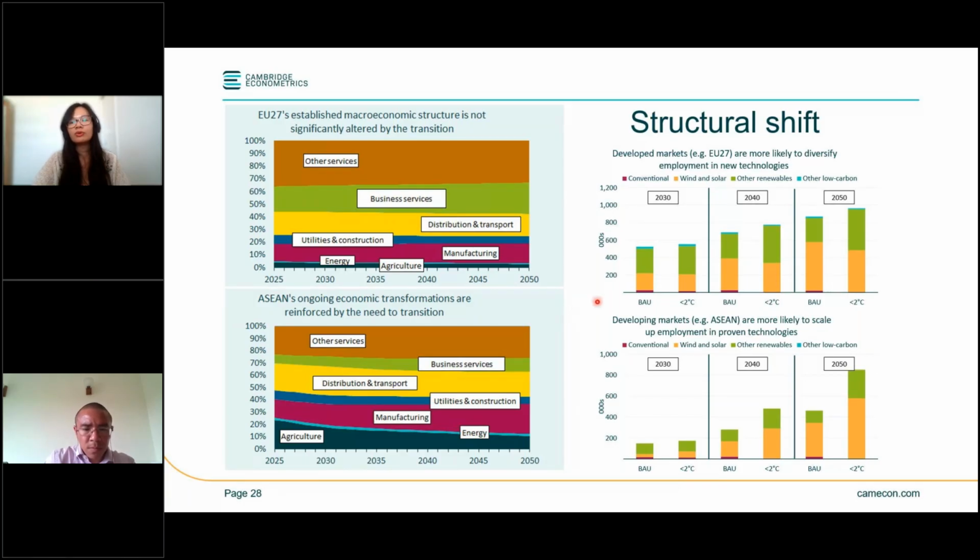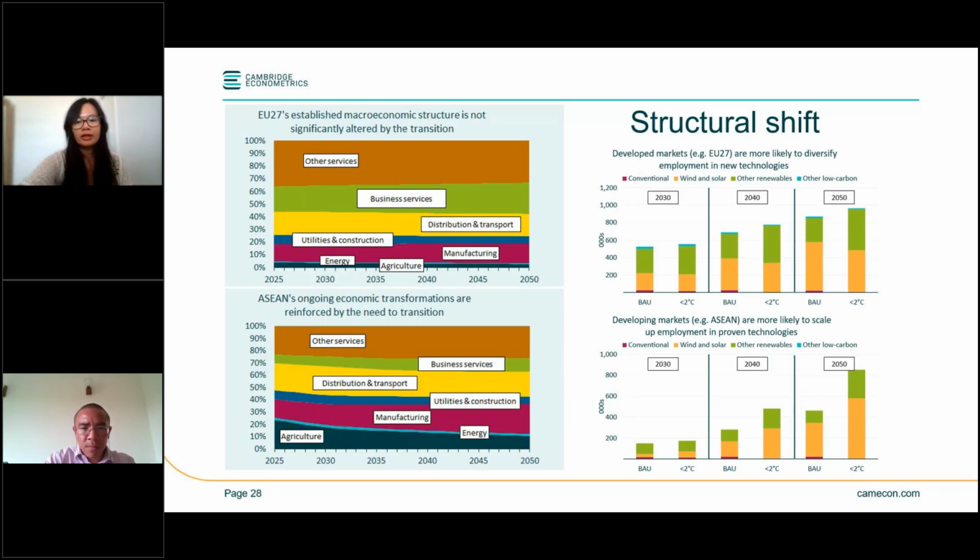And one example that demonstrates that quite clearly is in the power sector, where if we look at a breakdown of jobs in the electricity sector by the different types of technology that they support, in a developed market like the EU, there is a trend in the results where there is a diversification in the mix, with renewables other than wind and solar coming more strongly into the mix over the time frame that we're looking at here, whereas in a developing market like ASEAN countries, it's more about scaling up technologies that are already proven, such as wind and solar, with other renewables only coming in more strongly towards the end.